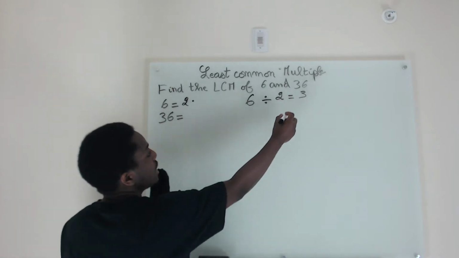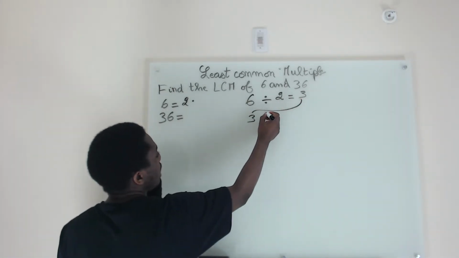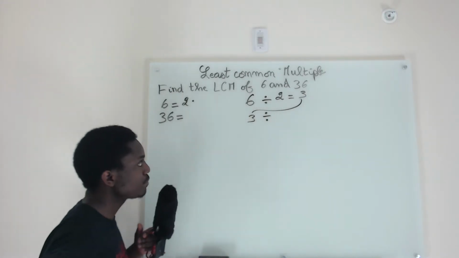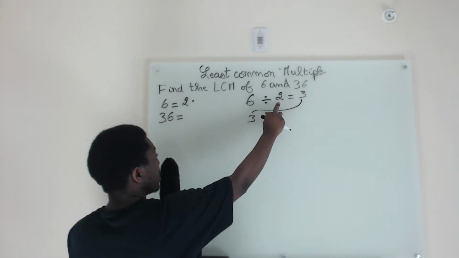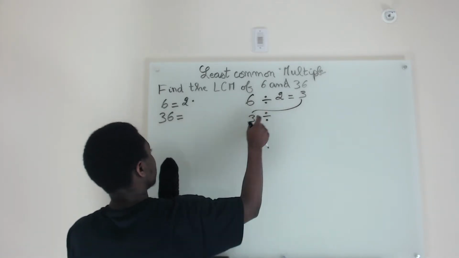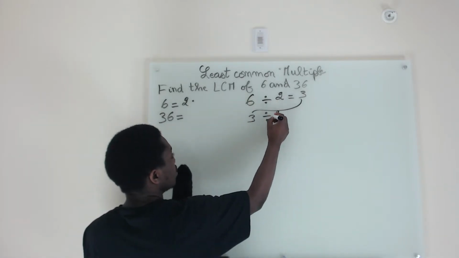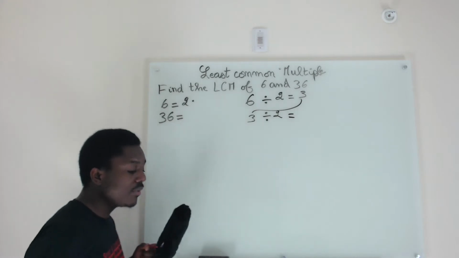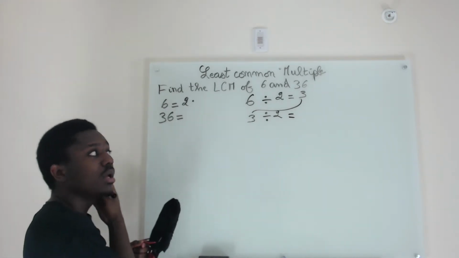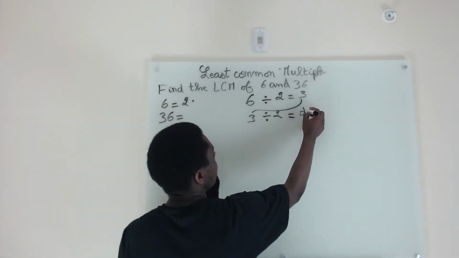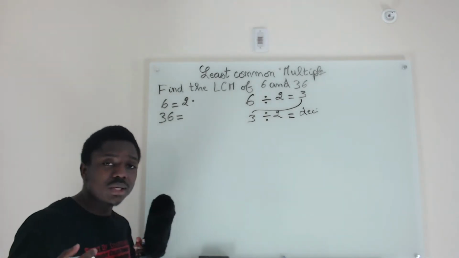Okay? Then you drag this number over, so you write down 3 and you divide it by the previous good number that worked here, which was 2. So you take this 3 and divide it by 2. If you divide 3 by 2, the answer would be a decimal number. Therefore, the number 2 is not a good number.